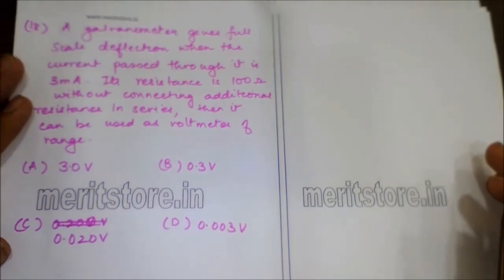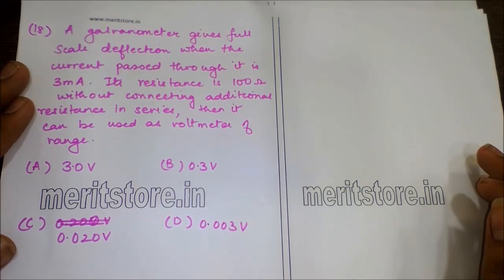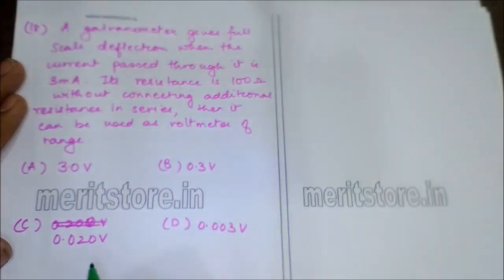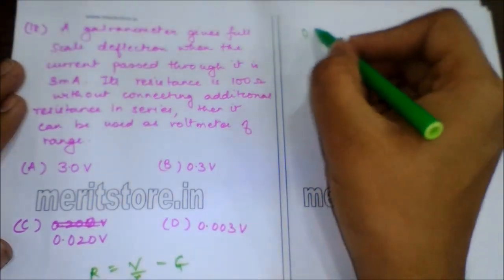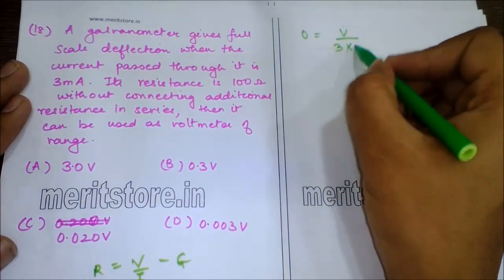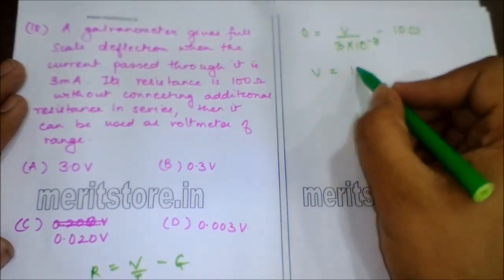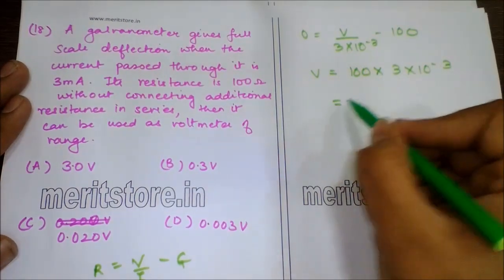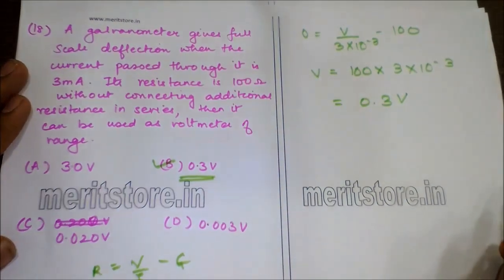Question number 18. A galvanometer gives full scale deflection when the current passed through it is 3 milliampere. Its resistance is 100 ohms. Without connecting additional resistance in series, it can be used as a voltmeter of range. So we know the formula, R is equal to V upon I minus G. 0 is equal to V upon 3 into 10 raised to minus 3 minus 100. V is equal to 100 into 3 into 10 raised to minus 3, which is equal to 0.3 volt. So option B, 0.3 volt is the correct answer.